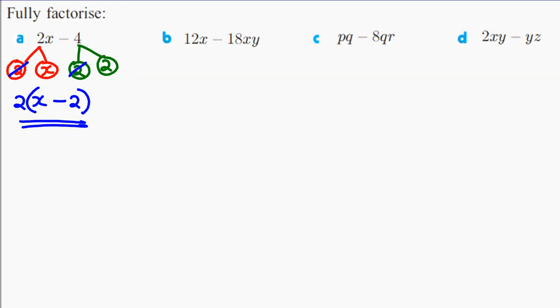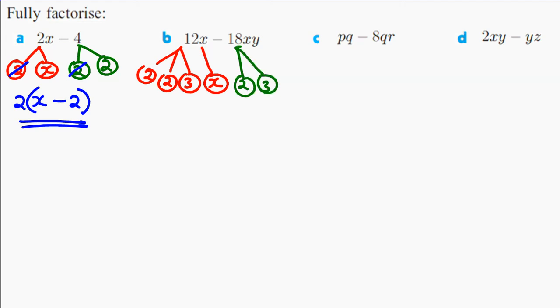In B, I'll do the same thing. I need to come up with the factors of 12. I know 12 is 2 times 2 times 3, so the factors are 2, 2, and 3, and of course we have x as well. 18 will be 2, 3, 3, and we have x and y.